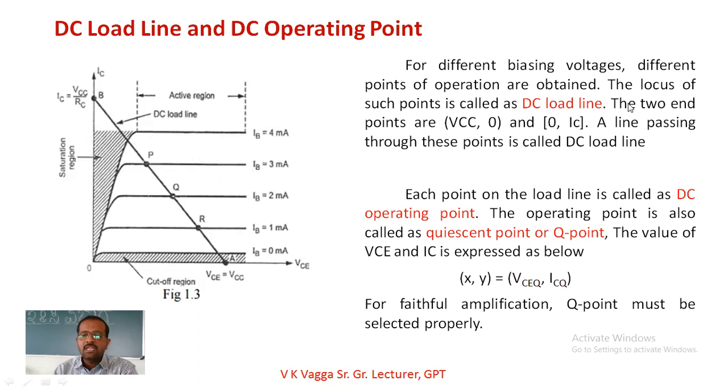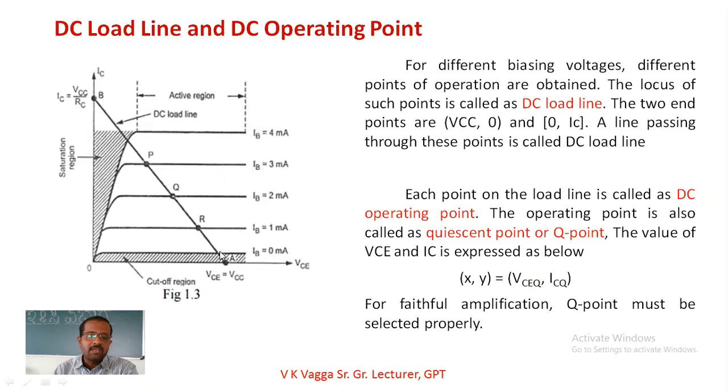If you take the end points, the two end points are VCC comma 0 on the x-axis. You can see this point A, at which the y-axis value is equal to 0, represented as VCE equal to VCC, or it can also be represented as VCC comma 0.